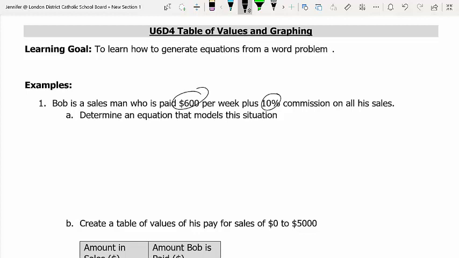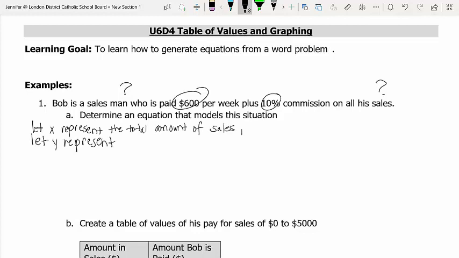What are the two things we don't know from this question, or that we are trying to figure out? We don't know how much Bob is paid, and we don't know how many sales he's going to make. Those are our variables. So we need to make a sentence that tells us what the variables represent. Let X represent the total amount of sales, and let Y represent the total amount that Bob is paid.